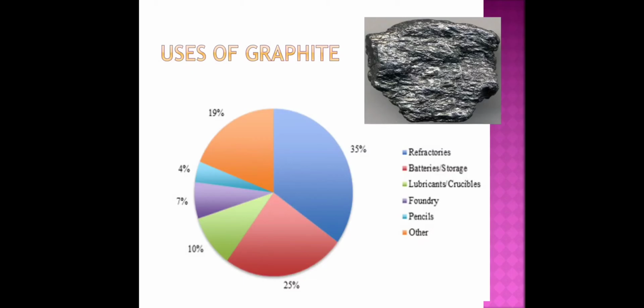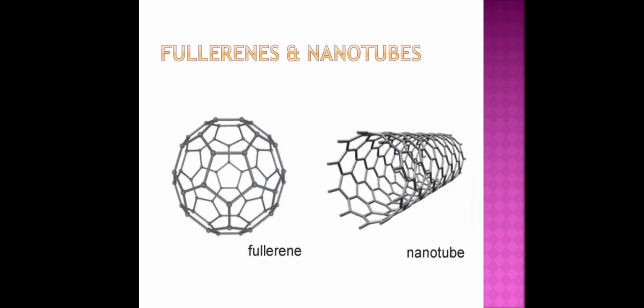Graphite is used in factories, battery storage, lubricants, crucibles, foundries, for pencils and others. So we see graphite has a wide range of uses. Next is fullerenes and nanotubes. This is the third crystalline form of carbon, and nowadays we see a lot of use of nanotubes in nanotechnology.